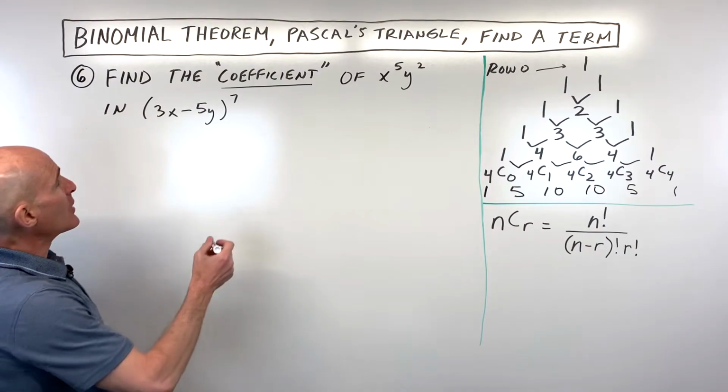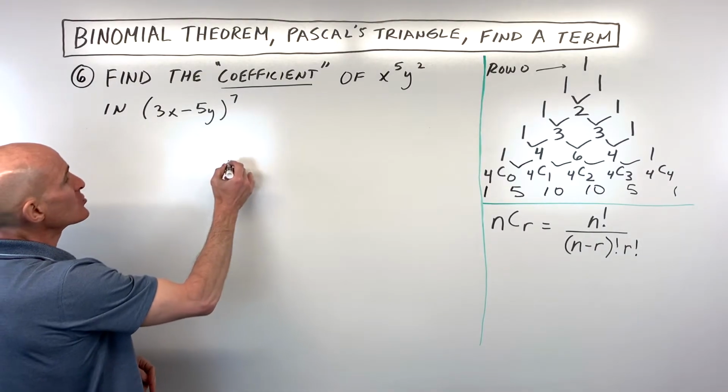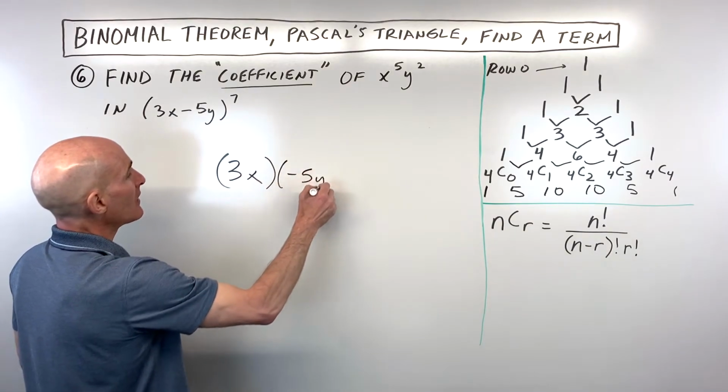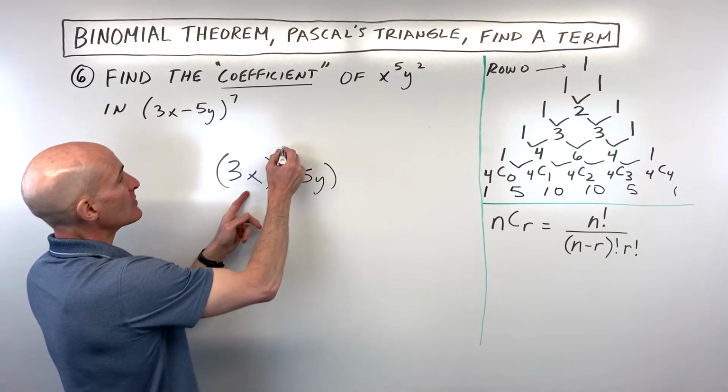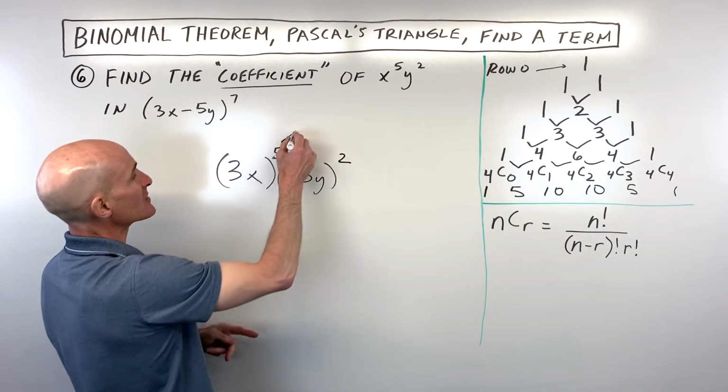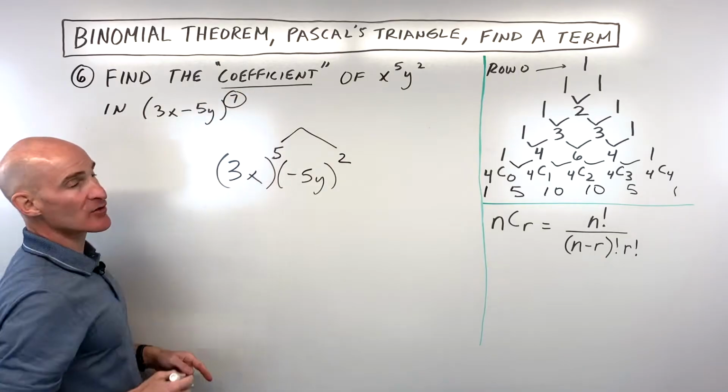And I know that I'm dealing with these two terms here, which are 3x and negative 5y, okay? And I know that these exponents have to be 5, because I want to end up with x to the 5th, and this has to be 2. And this makes sense because 5 plus 2 adds up to this exponent here, 7.